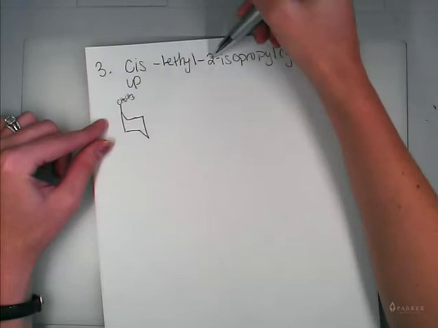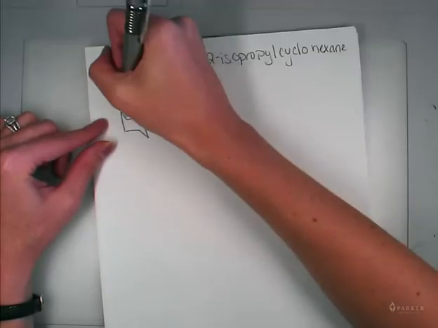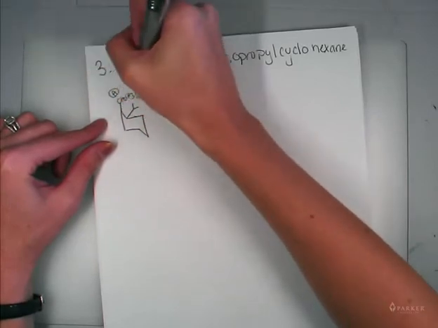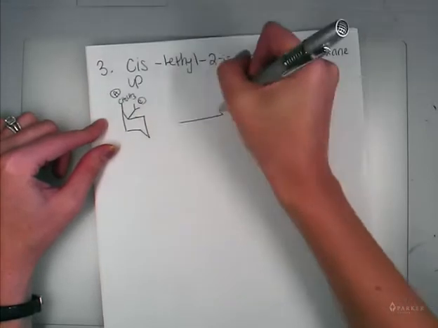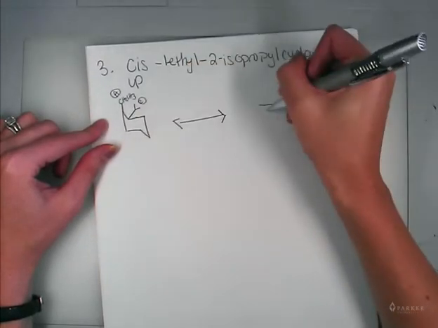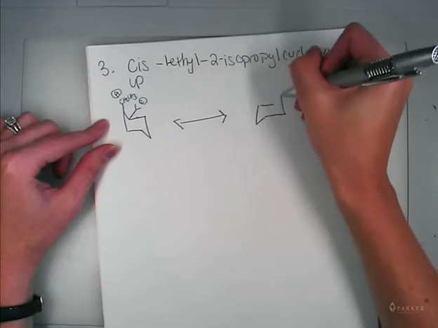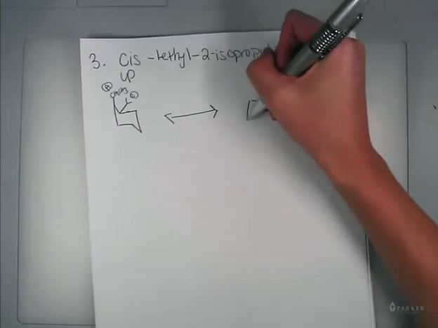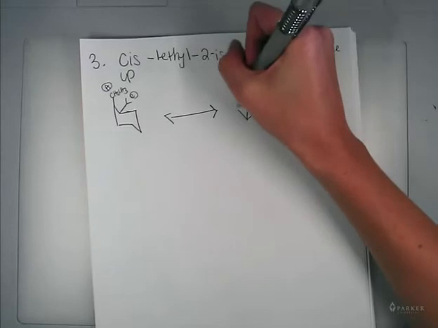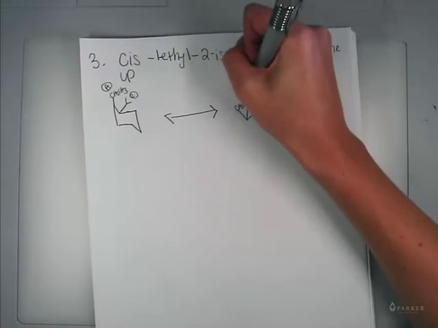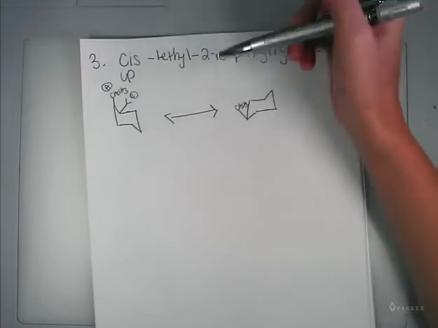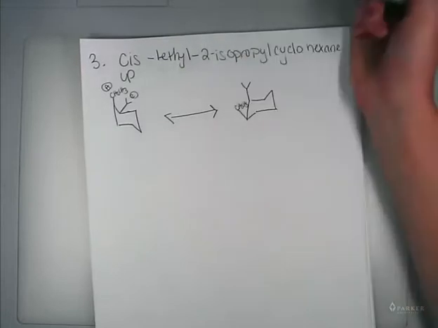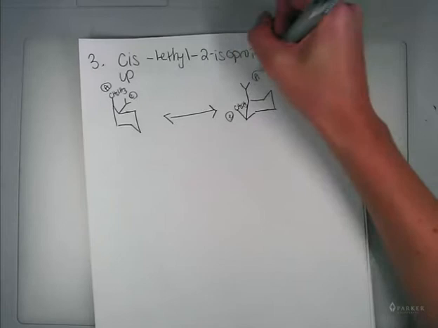And then number 2, I have isopropyl is up. How will that be? Equatorial up. So I have that as axial, that's equatorial. Now I'm going to ring flip it. Okay, my ethyl was an axial up. Now it's equatorial up. And then, let's see, isopropyl was an equatorial up. Now it's axial up. This is equatorial. This one's axial.